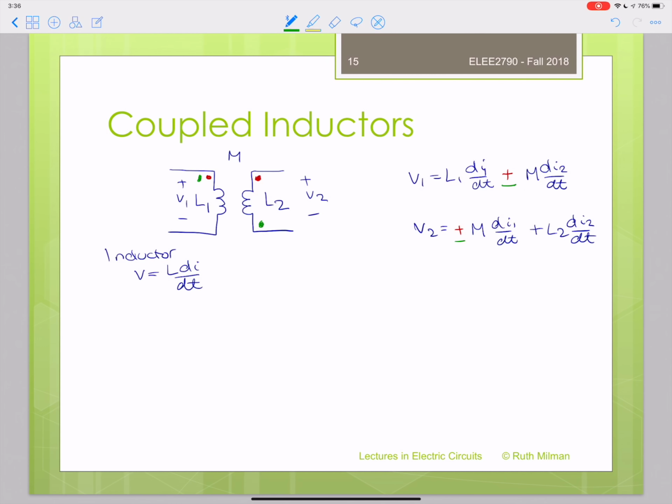Now, how closely the coupling works really depends on the structure. When the coupled inductors have a maximized magnetic coupling, you have something called a transformer.